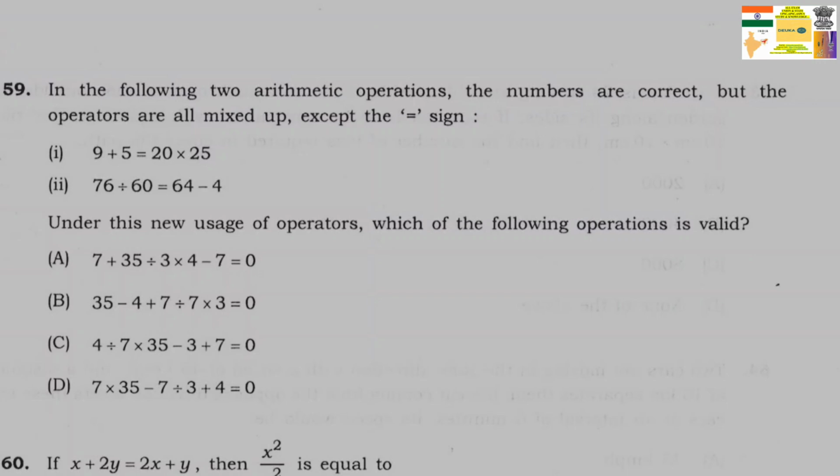Option A. 7 plus 35 divided by 3 minus into 4 minus 7 is equal to 0. Option B. 35 minus 4 plus 7 divided by 7 into 3 is equal to 0. C. 4 divided by 7 into 35 minus 3 plus 7 is equal to 0. D. 7 into 35 minus 7 divided by 3 plus 4 is equal to 0. Answer is D, that is 7 into 35 minus 7 divided by 3 plus 4 is equal to 0.